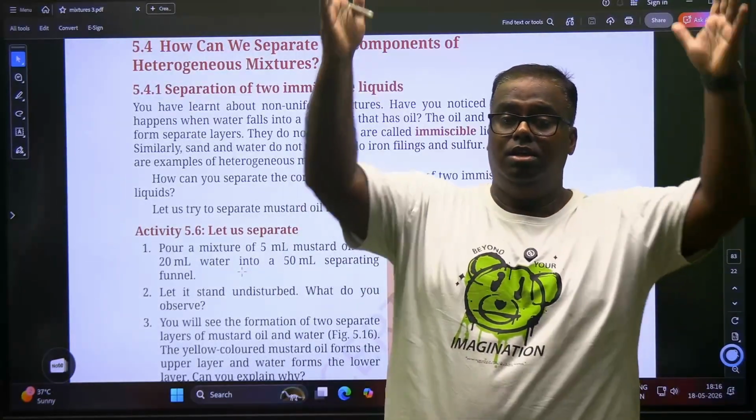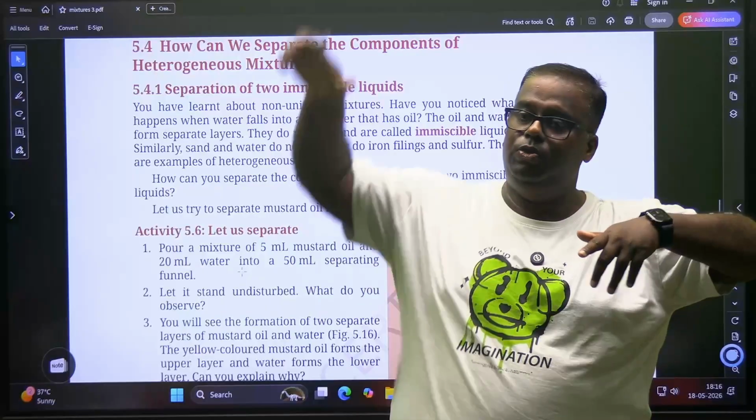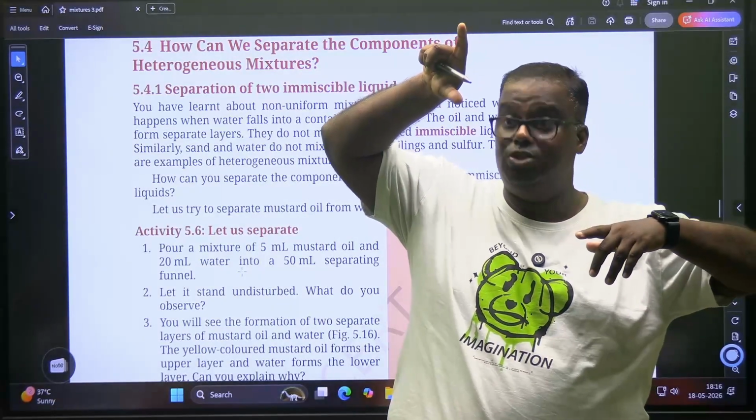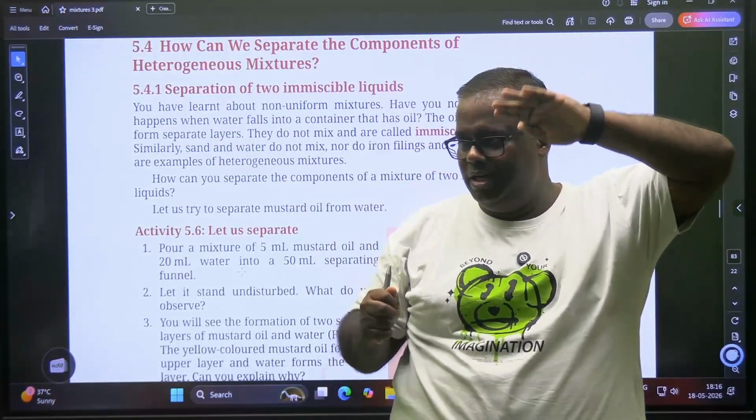Take it in what we call a separating funnel. A separating funnel has a valve at the bottom. So fill it up. What should be at the top? Oil will be at the top because oil is lighter. So red on top, colorless below. Start decanting: colorless, colorless, colorless.